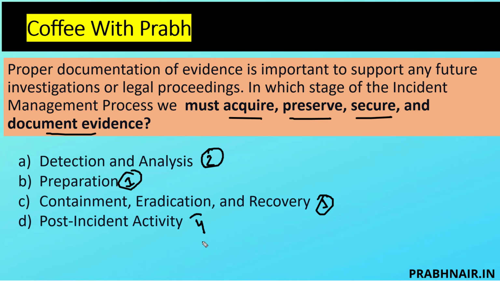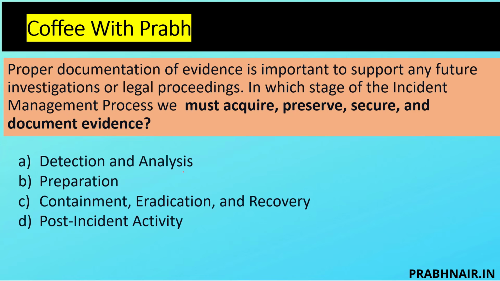And the fourth step is called post-incident review. Now, here the question is: in which stage do we acquire, preserve, secure, and document the evidence? Sometimes the question talks about the sequence, so according to the sequence, we need to answer.